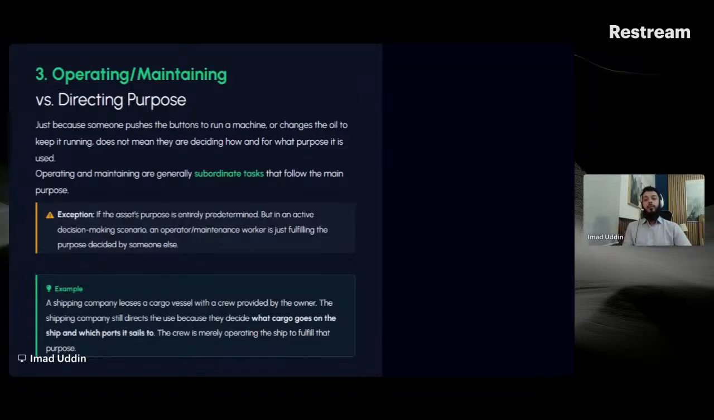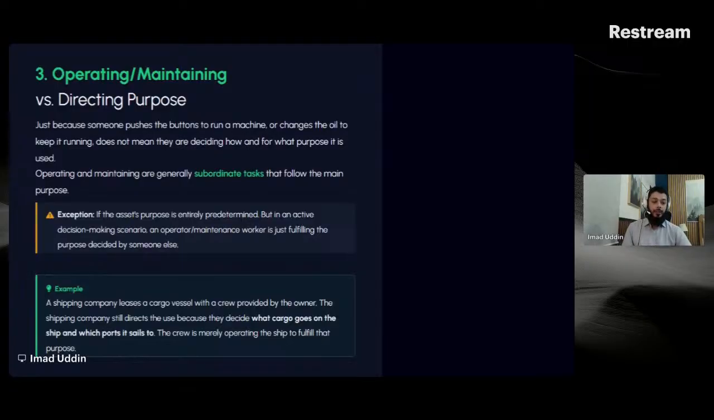And so it's important to understand that operating or maintaining a particular asset is different from directing its purpose or directing the use of the asset. So just because someone pushes the button to run a machine or changes the oil to keep it running does not mean they're deciding how and for what purpose it's used. It could be both ways, by the way. If a lessor is operating and maintaining the asset, but it's being used at the desire and will of the lessee, then even though operation and maintenance is in the hands of the lessor, the lessee is deciding whether and for what purpose the leased asset should be used.